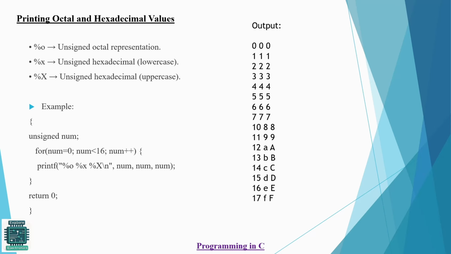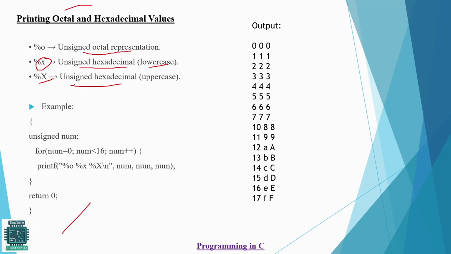And the next one is printing octal and hexadecimal values. Percentage o is unsigned octal representation and x is unsigned hexadecimal lowercase. That's why we have used lowercase alphabet here and uppercase alphabet here. Here it is unsigned hexadecimal. Here it is an example.